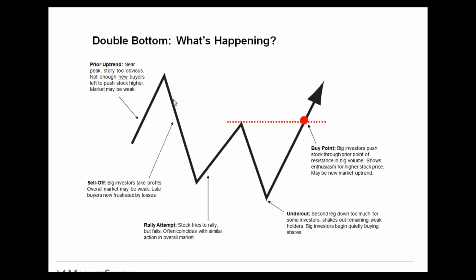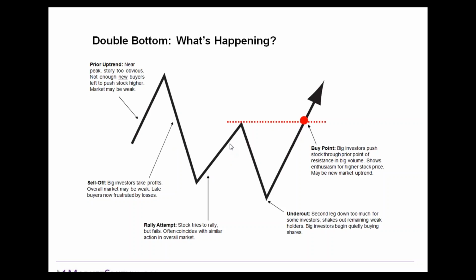Big investors are getting out and they're booking their profits. So what happens here is the people who bought late, somewhere in this upward leg of the journey, they're seeing this kind of correction and they're getting really worried. So they're getting frustrated by their losses. It finally hits a bottom here and the stock starts to rally again.